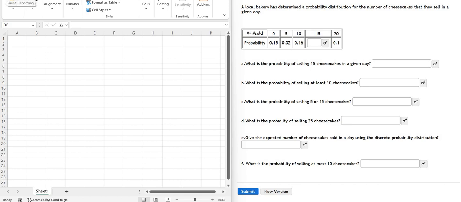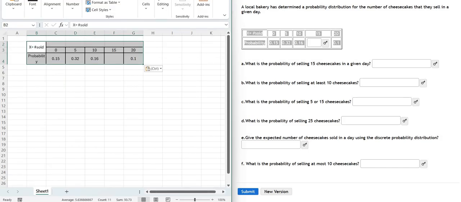A local bakery has determined the probability distribution of the number of cheesecakes that they sell in a given day. This table represents that, and we need to answer the question. So the first thing, we're going to copy the table and paste it into the Excel sheet. And we want to find that probability. What is the probability of selling 15 cheesecakes in a given day?